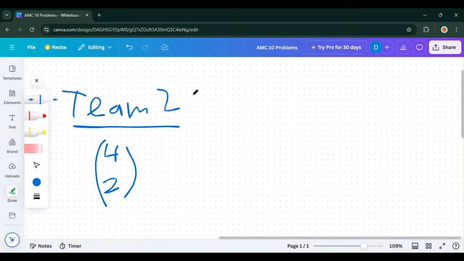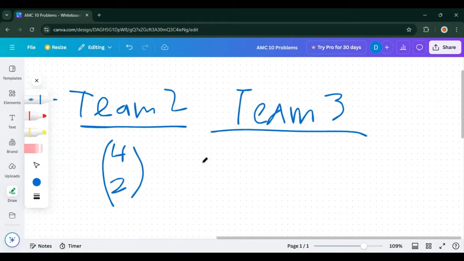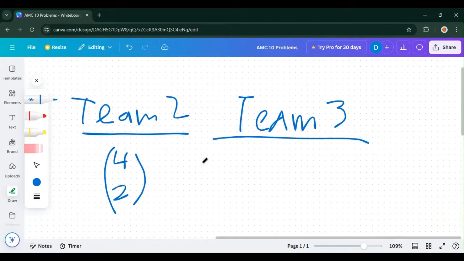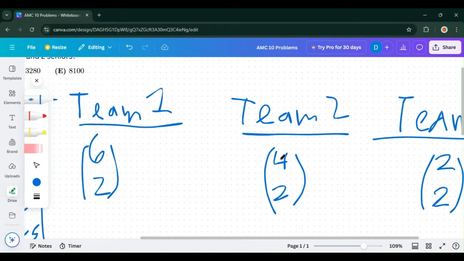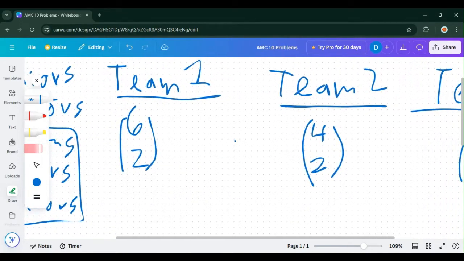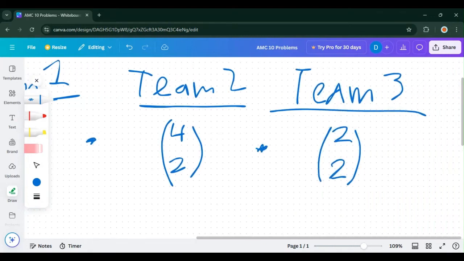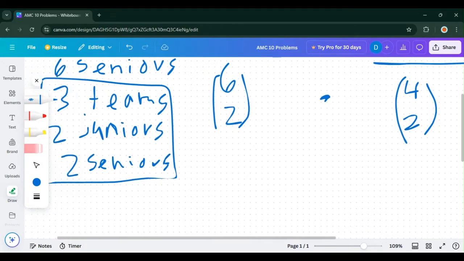Okay. So now we can move on to the third team. And once again, we already picked another 2. So in total, we already picked 4. And now we only have 2 options left. So 2 juniors are left, and we need to pick 2 of them. Okay. And we have to multiply all these choices for the total number of outcomes. And so, yeah, we can calculate this.